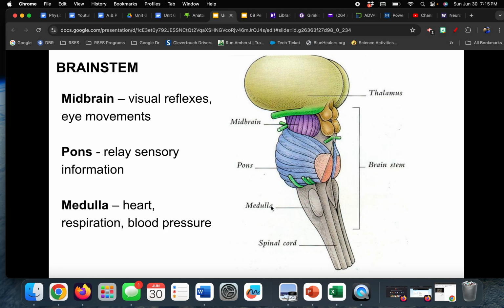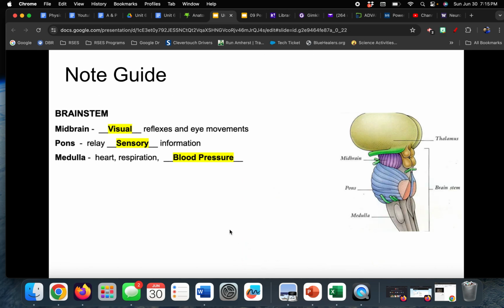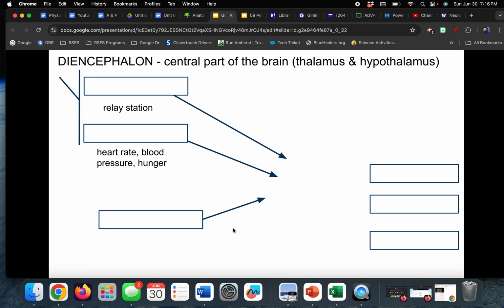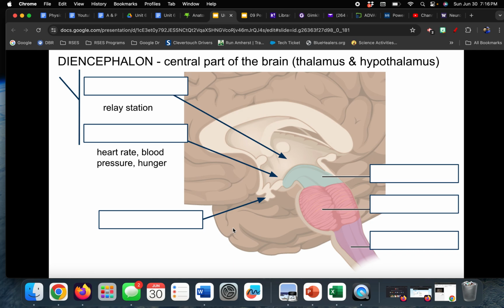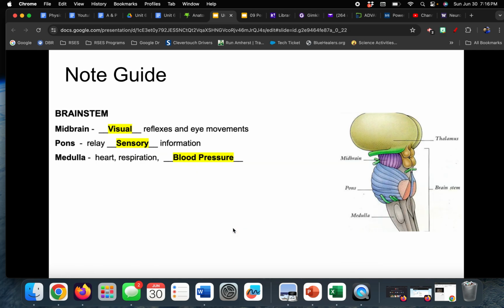The medulla is the part of your brain responsible for your heart, so pumping the heart, which is autonomic respiration, breathing, blood pressure, things that you don't consciously think of, but absolutely essential for life. Good pause while you get those functions down. Sorry, I might have gone too quick, but make sure you pause.